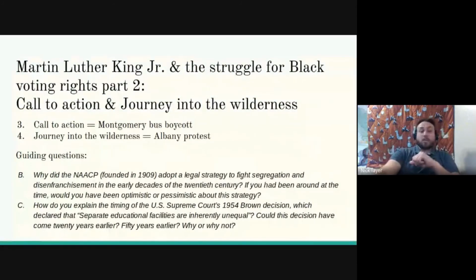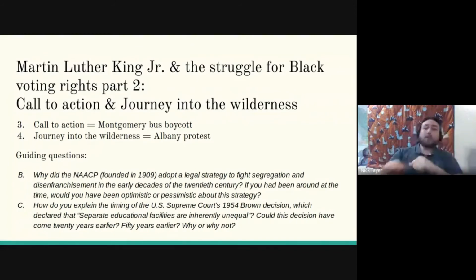Some questions were: why did the NAACP, founded in 1909, adopt a legal strategy to fight segregation and disenfranchisement in the early decades of the 20th century? And more importantly, if you had been around at that time, would you have been optimistic or pessimistic about this strategy? This is where we get into the potential for counterfactuals, right? What happens if those cases don't win? Many of the early cases, Plessy, for example, don't. How does that impact how you feel about that strategy?